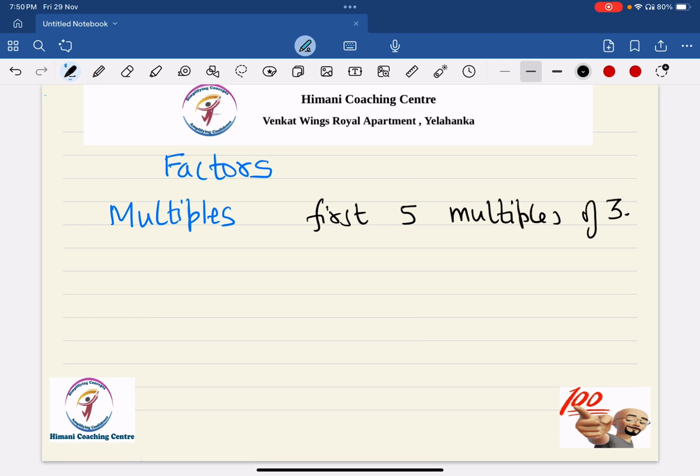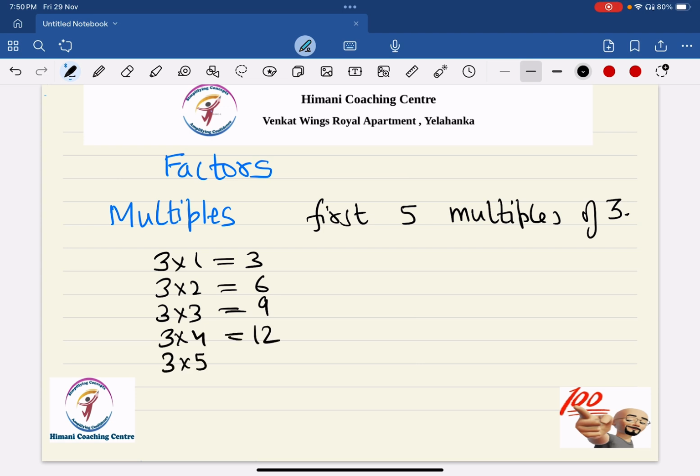So what are they saying? They are asking us to find the first 5 multiples of 3. So that means what? First 5 means starting from 1. So 3 times 1 gives me 3. 3 times 2 gives us 6. 3 times 3 gives us 9. 3 times 4 gives us 12. And 3 times 5 gives us 15. So these are the first 5 multiples of 3.